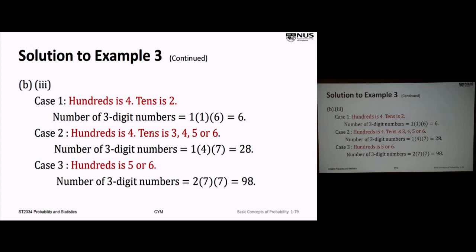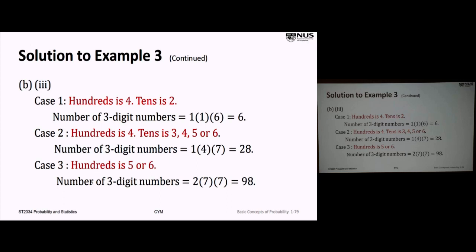Case 2, I take 4, but now I take any of these: 3, 4, 5, or 6. It doesn't matter which. Once I've chosen 4, I have 1 choice here. These are 4 numbers here, and the last one I can put whatever I like: 430 something, 440 something, 450 something, so on and so forth. So I can choose what I like here. So there's 1 times 4 times 7.